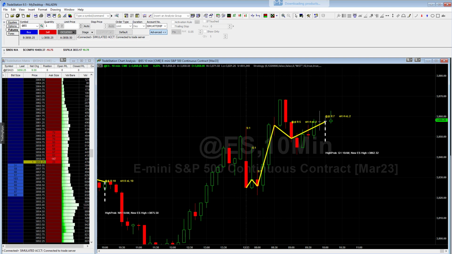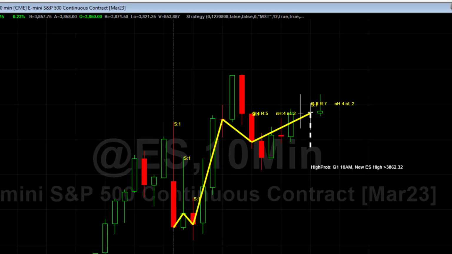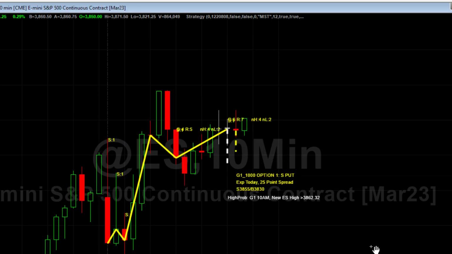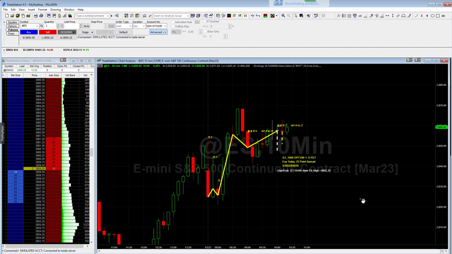The first thing that happens is the algorithm outputs a debug statement that says there's a high probability that if a certain level is hit or above, then we'll close above that level. That's really what that's doing.